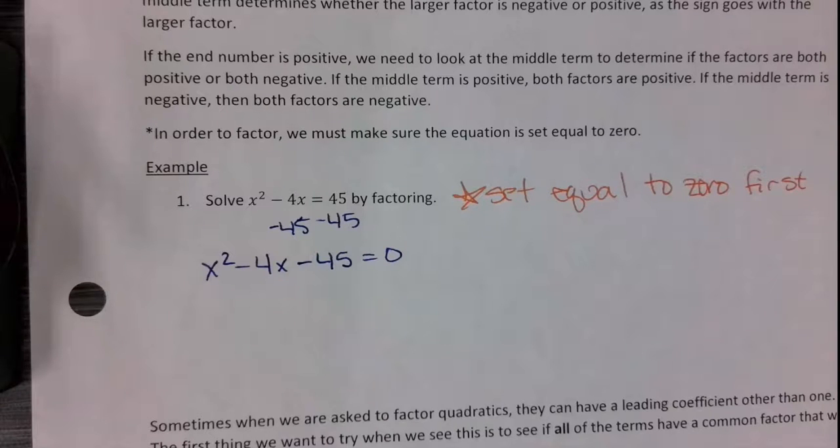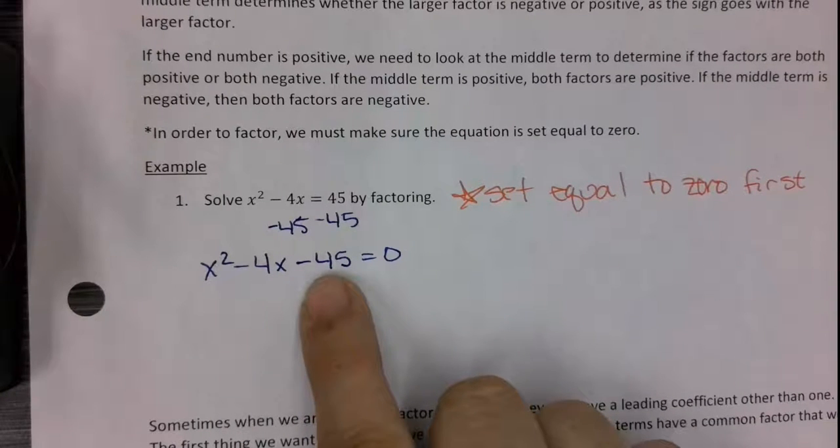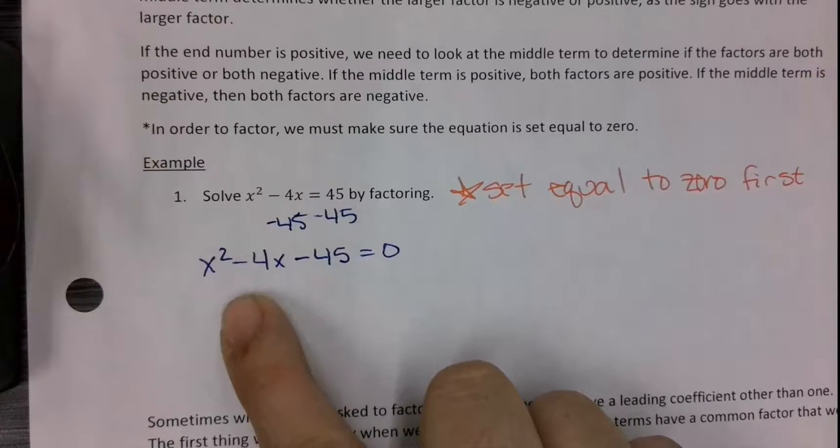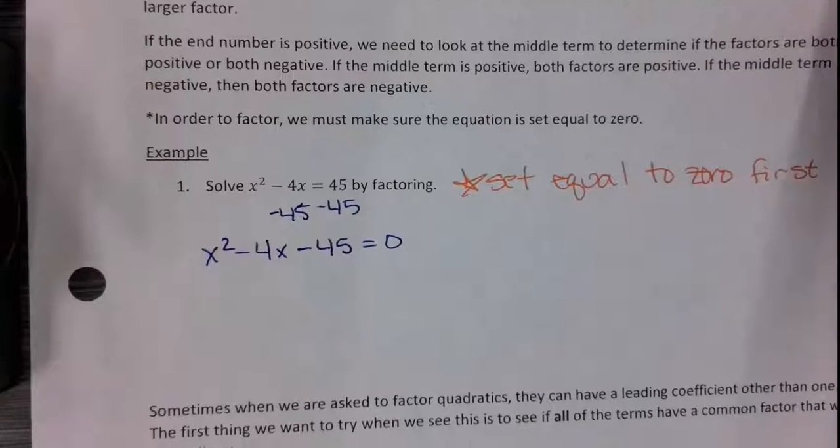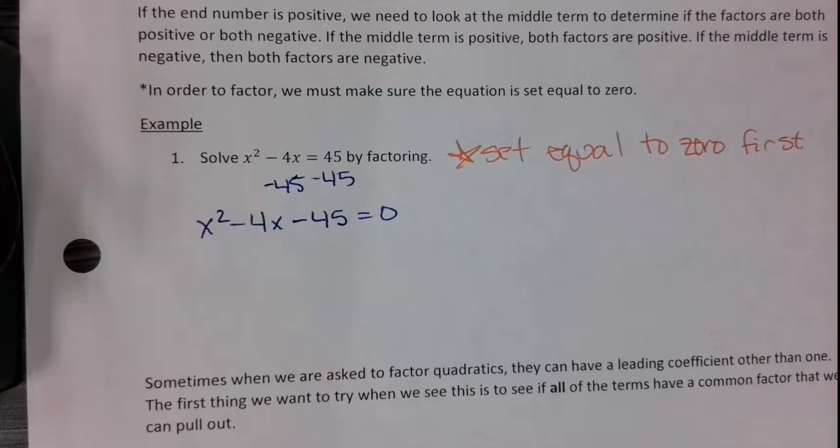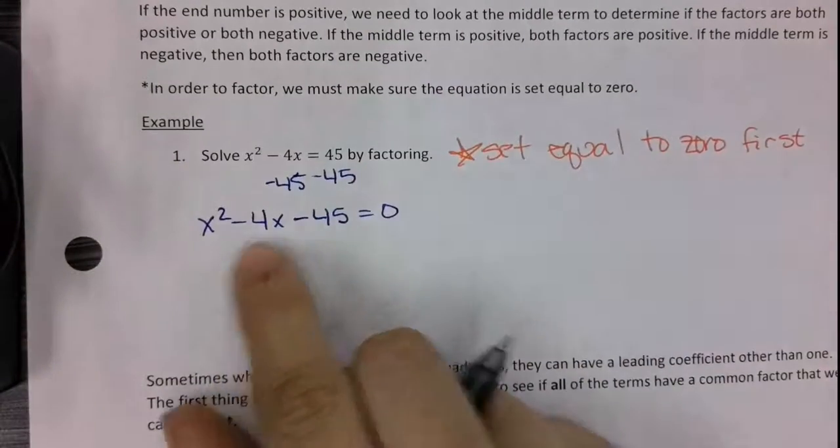Okay, so remember when I'm factoring, guys, I'm looking for what multiplies to negative 45 and adds up to negative 4. So what are two numbers that multiply to negative 45 and also add to negative 4? 9 and 5, which one needs to be negative? 9. It needs to be the larger number that's negative.